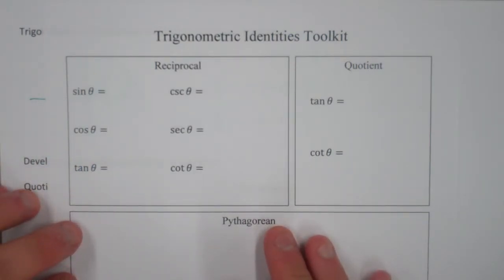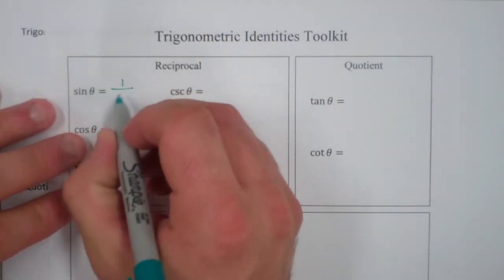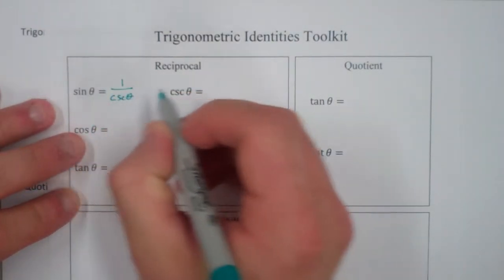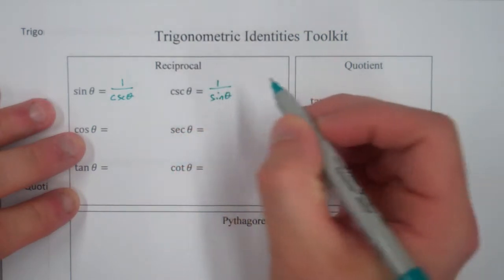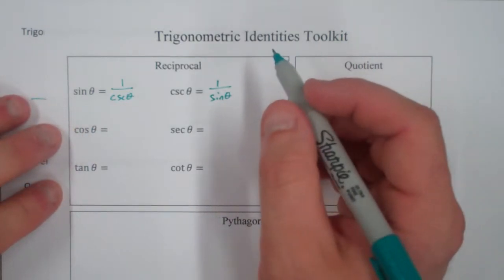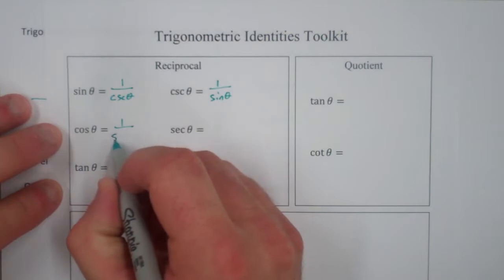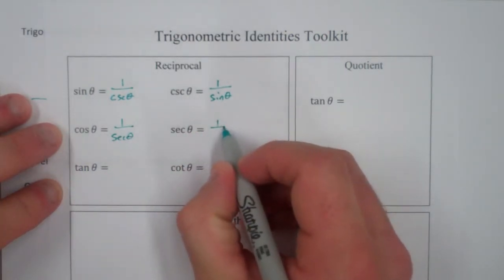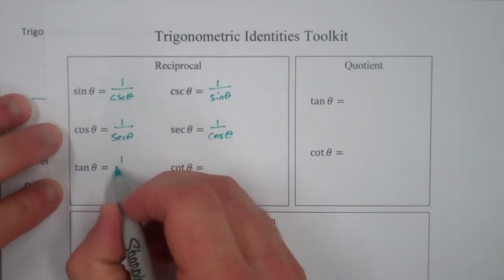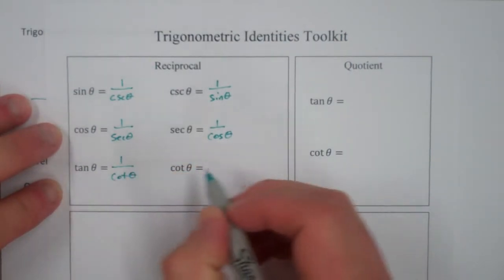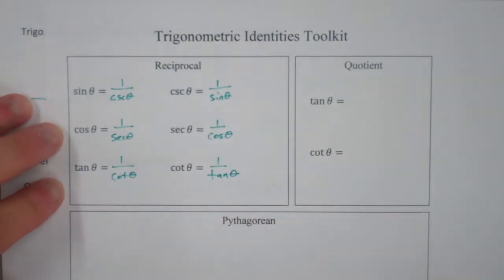At this point, if you have your trig identities toolkit, it should look like this, please get that out. And you'll want to write down your reciprocals here. The sine of theta is 1 over the cosecant of theta, and the cosecant of theta is 1 over the sine of theta, and that follows from our reciprocals that we talked about before. And then we've got the cosine and the secant being reciprocal, and then the tangent is going to be 1 over the cotangent, and the cotangent will be 1 over the tangent.